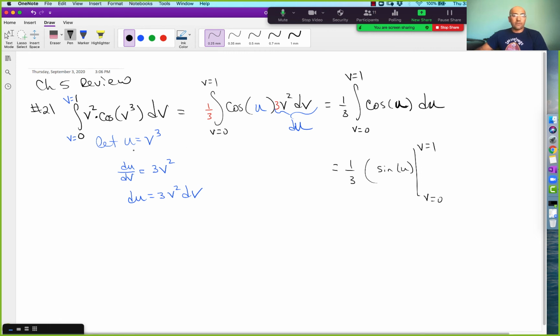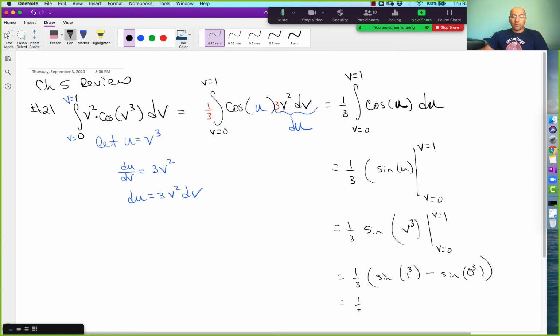So we can come back to this to replace the u with a v again. So this is equal to 1/3 sine of v cubed, right, evaluated from v goes from 0 to v goes to 1. And now we can find our answer as 1/3 sine of 1 cubed minus sine of 0 cubed. Good. Questions?